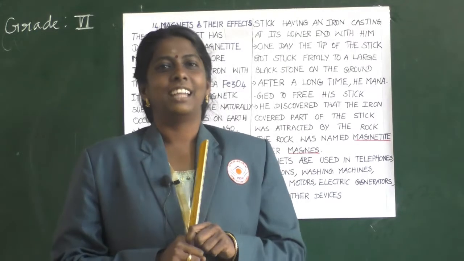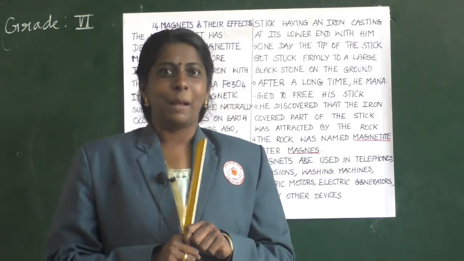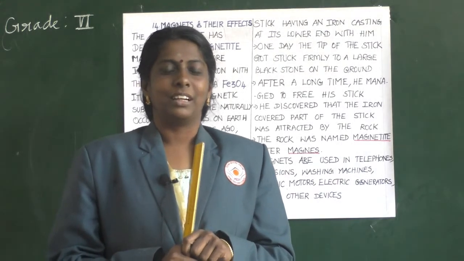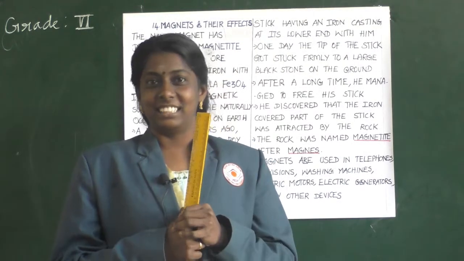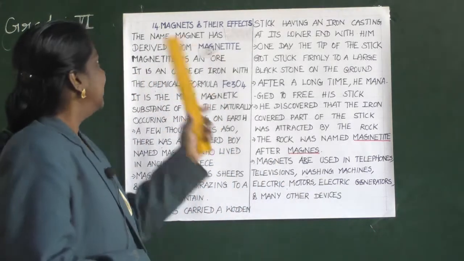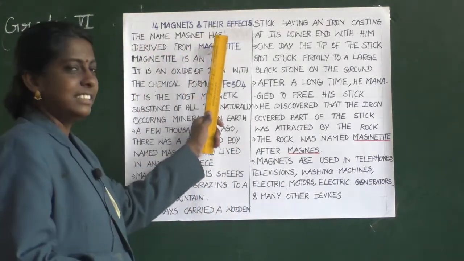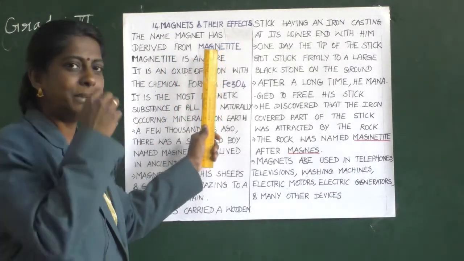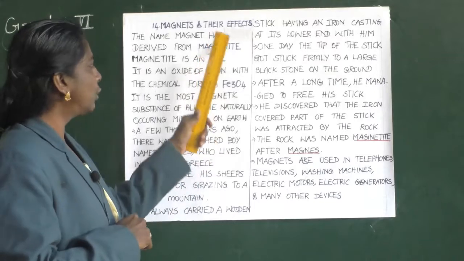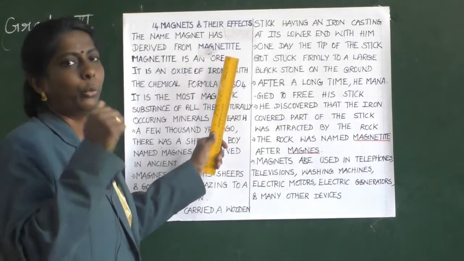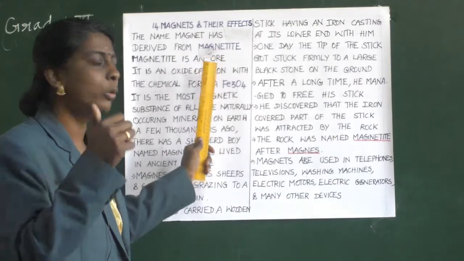Yes children, now let us start the topic Magnets and their Effects. So, what do you mean by the word magnet? The name magnet has derived from magnetite. So, what do you mean by magnetite? Magnetite is an ore.